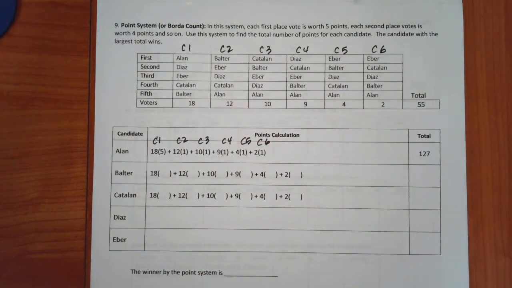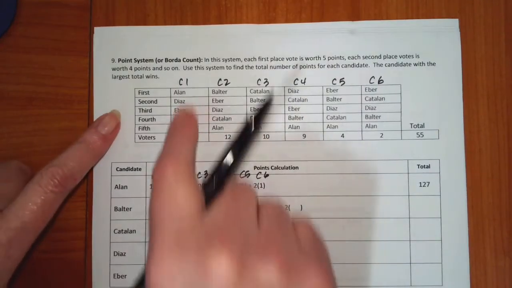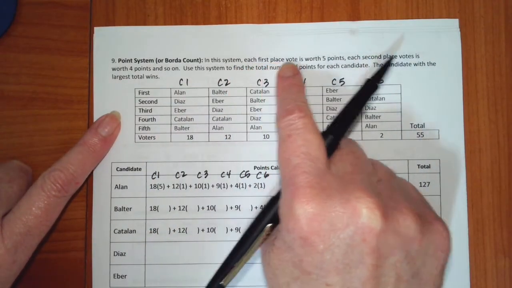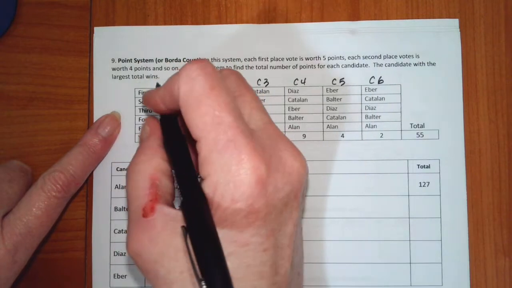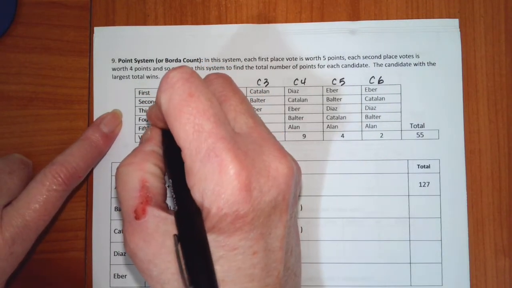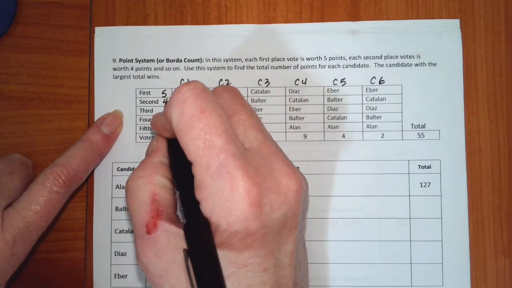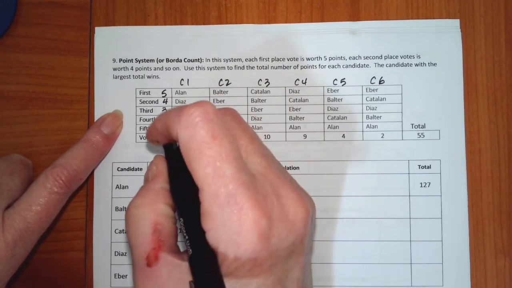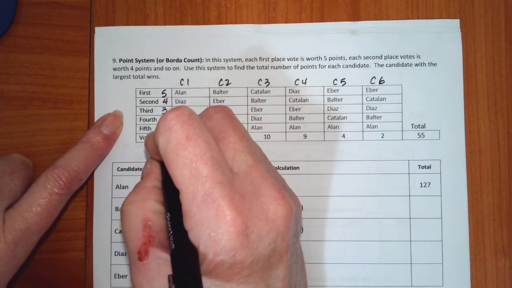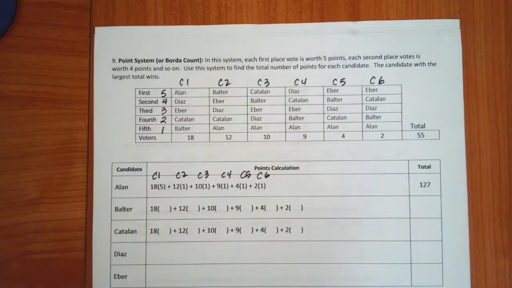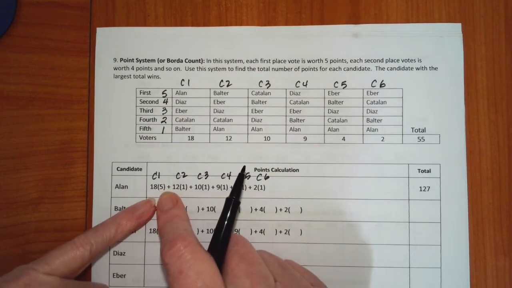Okay, but now we're going to look at this. It says in this system each first place vote is worth 5 points. So first is worth 5, second is worth 4, third is worth 3, fourth is worth 2, and fifth is worth 1. Okay, so let's look at Alan.